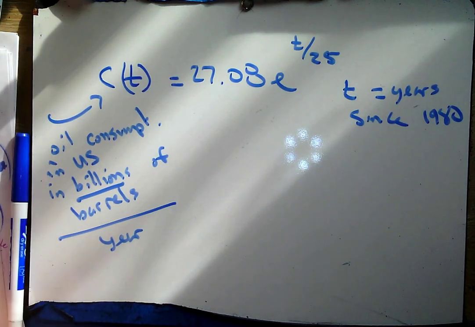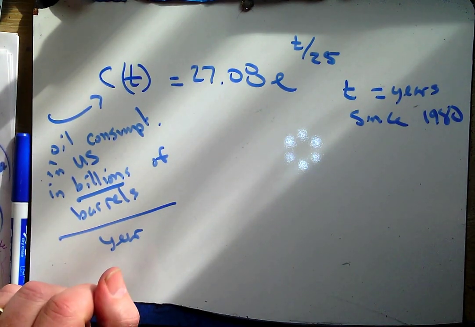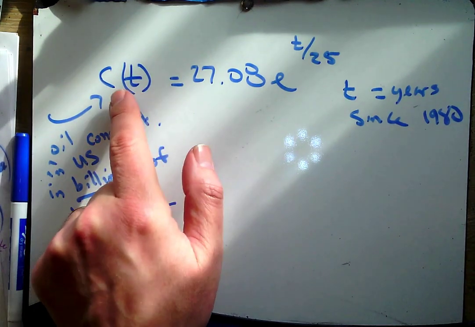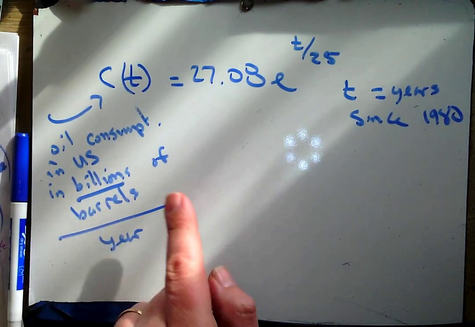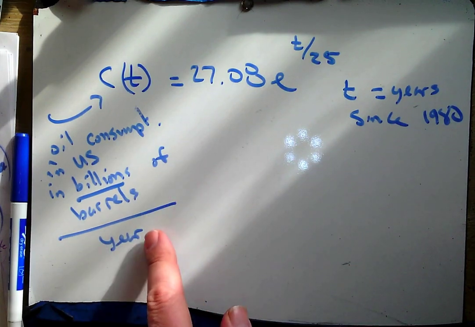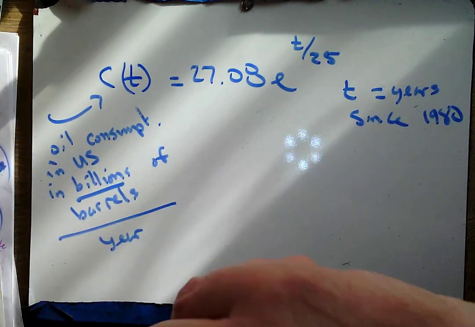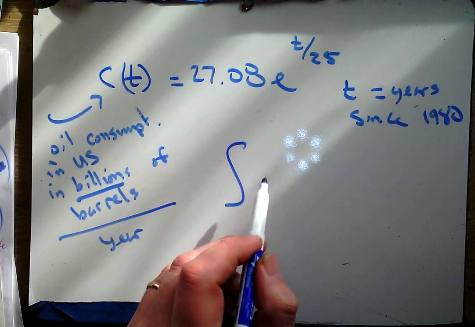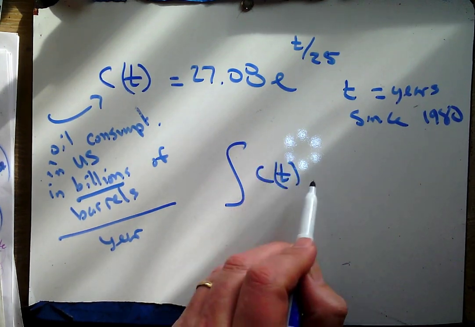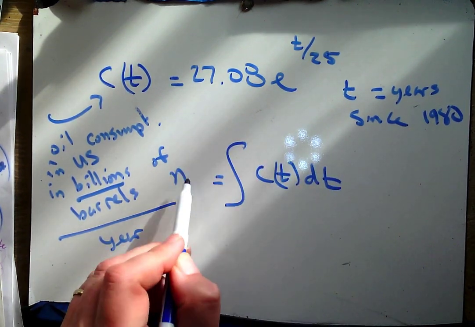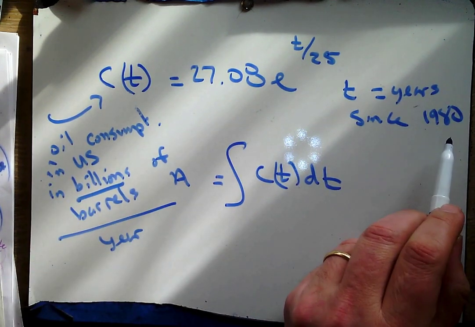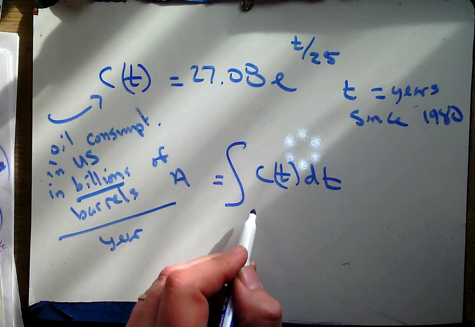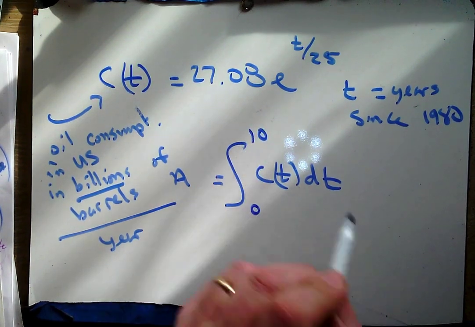So, what am I supposed to do? Well, look, this isn't the number of billions of barrels of oil. This is the rate. It's billions of barrels per year. And what is it that I do with rates? I integrate a rate to get that amount. And we want to integrate from where? Well, years since 1980. 1980 to 1990.